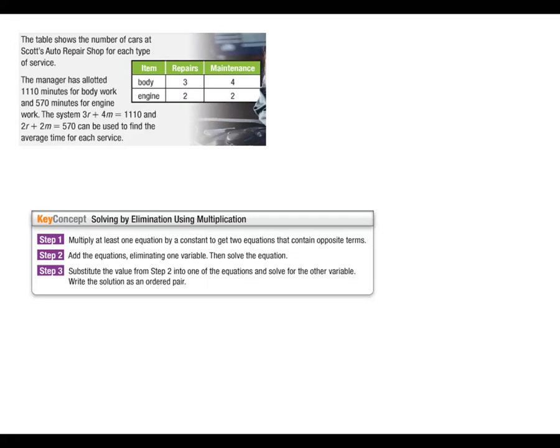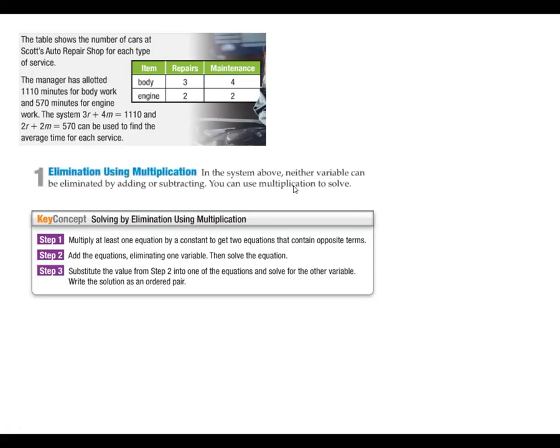So, how we use multiplication to solve a system by elimination is first multiply at least one equation by a constant to get two equations that contain opposite terms. Second, add the equations eliminating one variable, then solve the equation. And then substitute the value from step 2 into one of the equations and solve for the other variable. And then write your solution as an ordered pair. And like before, I know just going through the steps, it might be kind of fuzzy, so we're going to go through some examples on how to do it.